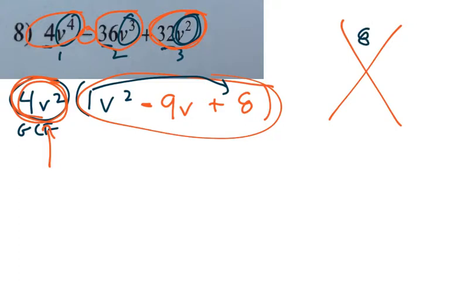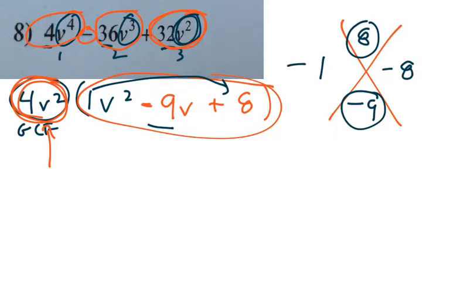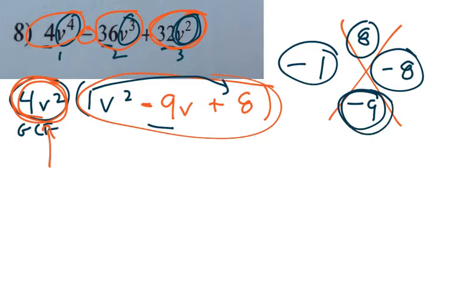Watch your signs. Notice we have a minus 9 for a sum in the middle. The only way this is going to work is 1 times 8. Well, of course, it'll give me 8, but I need a negative 9, so I'm going to make them both negative. Let's see if it works. Negative 1 and negative 8 together is negative 9. Negative 1 times negative 8 is still positive 8. So we have it done right.